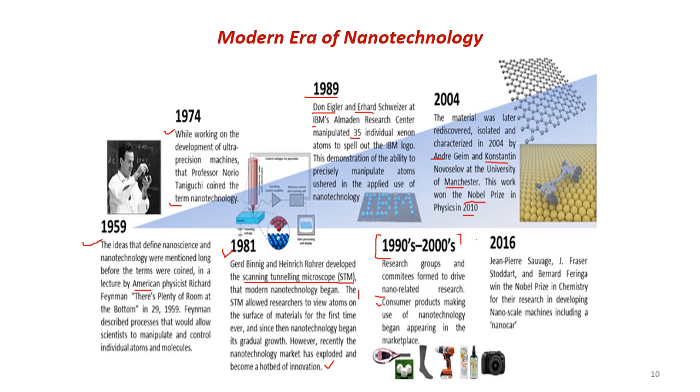In 2016, Jean-Pierre Sauvage, Fraser Stoddart and Bernard Feringa won the Nobel Prize in Chemistry for their research work in developing nanoscale machines, including a nanocar. So like this, there are quite a number of people who have contributed to nanotechnology.